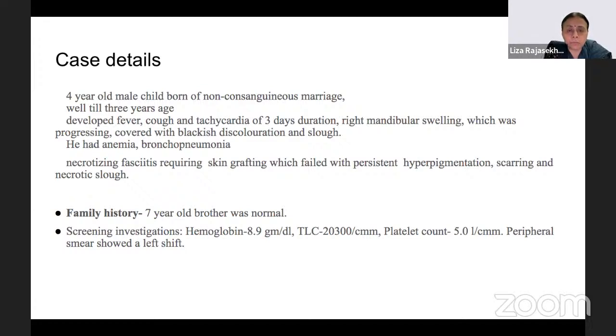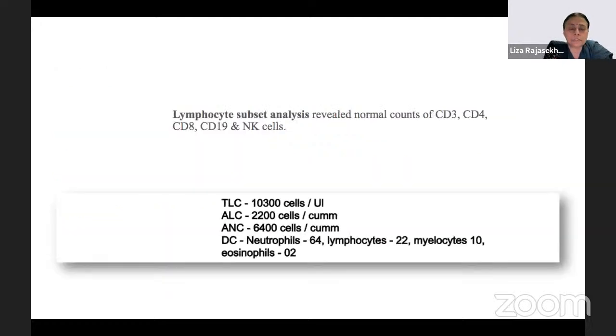His 7-year-old brother was normal, and the screening investigations showed that he had anemia, leukocytosis, mild thrombocytosis, and a shift to the left. Now, this itself was enough to suggest that there could be an inborn error of immunity, despite the fact that this was a single infection, because it was a two-site infection and it was very severe. So, the lymphocyte subset analysis was normal. The CD3, CD4 counts were normal. CD8 was normal. B lymphocytes were normal, and the NK lymphocytes were also normal. Next, please.